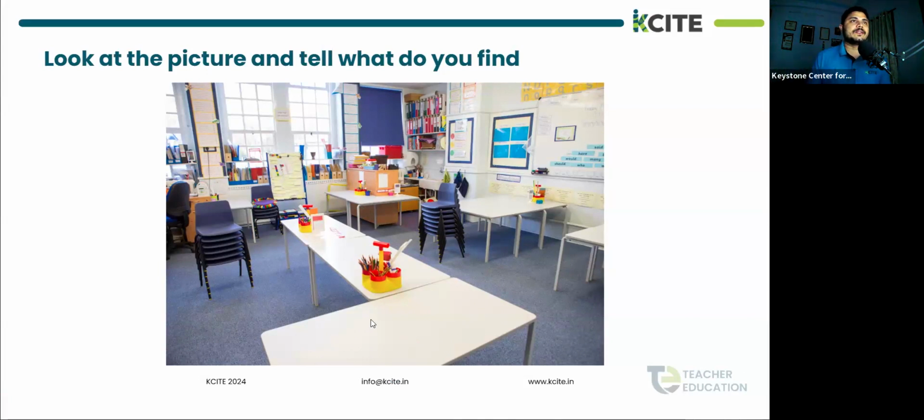Okay, first person who said bookmarks, colored pens. Okay, what else do you find? And let me tell you, this picture is of a classroom. This is a real picture. In my whole presentation, I have only used vector images and other types of images, but this is a real picture taken from a real classroom. So what all do you see?